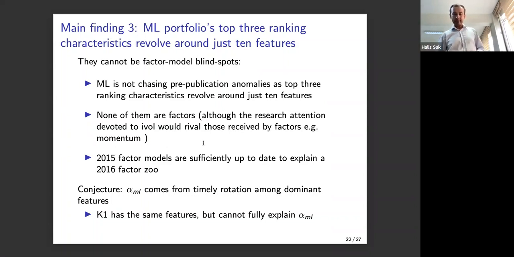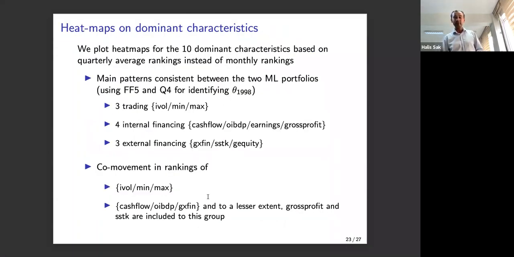Okay. And what is our conjecture? The alpha of the ML portfolio is coming from time rotation among dominant features. Okay. So we have these features. Indeed, previously we have done that, right? Even if we have those features, we couldn't replicate the performance of the machine learning portfolio. Right? And for this, we have these heat maps.